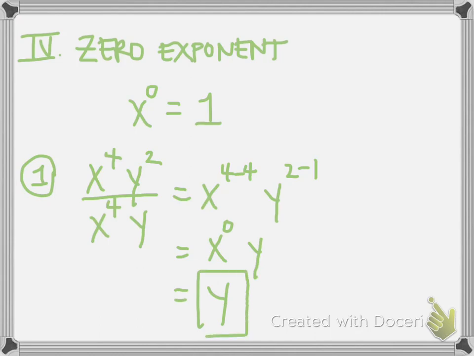Well, here you can think about it as simplifying a fraction. Those are the same things. That's x to the 4th over x to the 4th. So that would basically go away, right? That's just what that means.